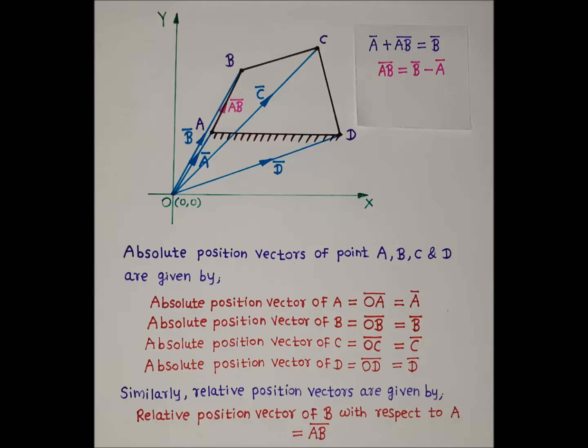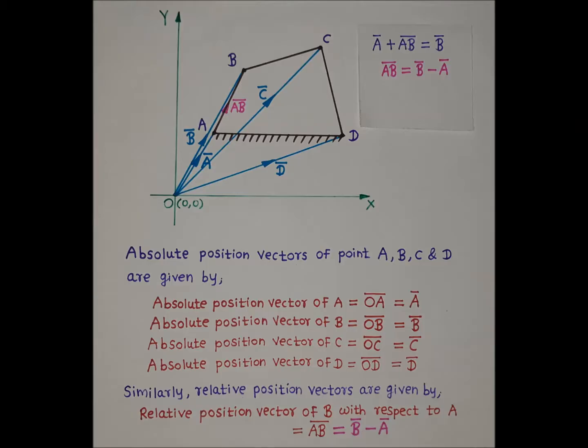So once again, what is that AB bar? It is relative position vector of B with respect to A. And instead of AB bar, what we can write is B bar minus A bar. So we will put it instead of AB bar, same as B bar minus A bar.